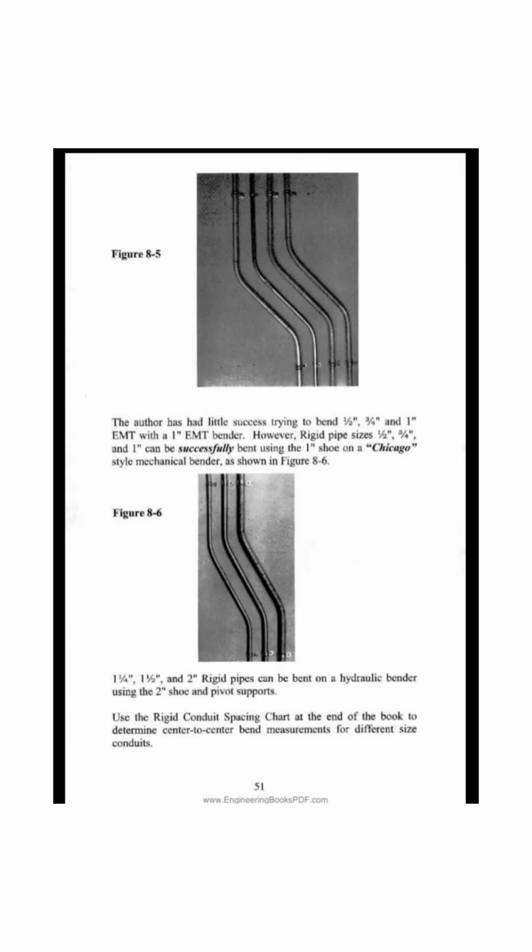The author has had little success trying to bend 1/2, 3/4, and 1 inch EMT with a 1 inch EMT bender. However, rigid pipe sizes 1/2, 3/4, and 1 inch can be successfully bent using the 1 inch shoe on a Chicago-style mechanical bender, as shown in figure 8-6. 1 1/4, 1 1/2, and 2 inch rigid pipes can be bent on a hydraulic bender using the 2 inch shoe and pivot supports. Use the rigid conduit spacing chart at the end of the book to determine center-to-center bend measurements for different size conduits.